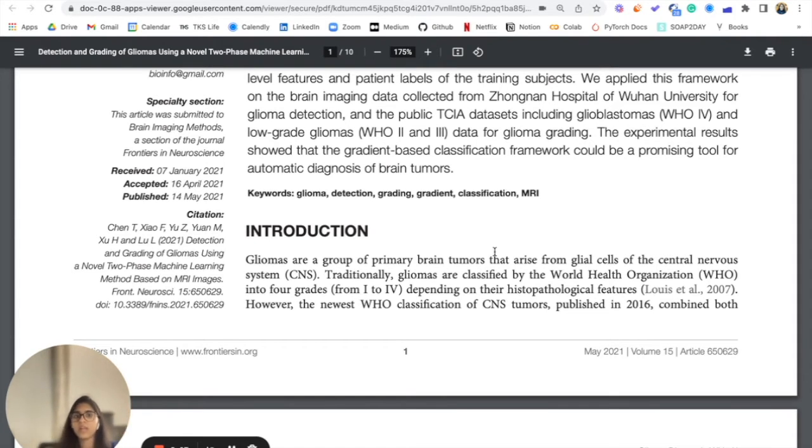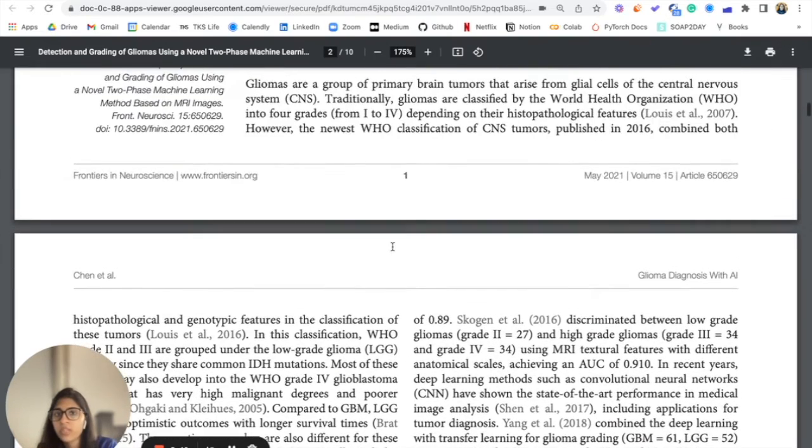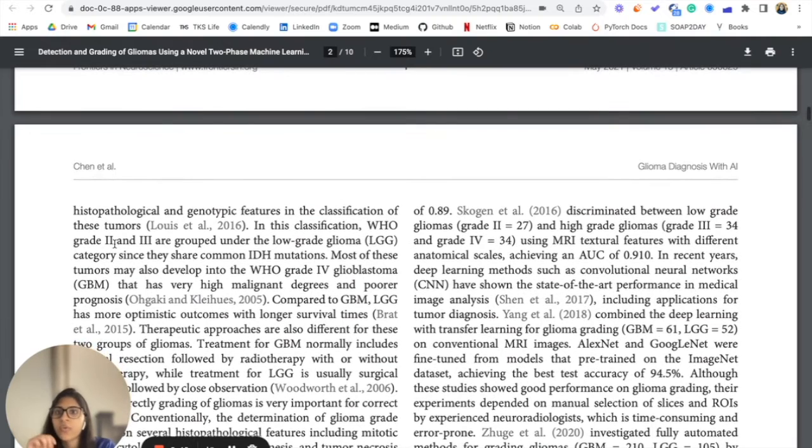Now, these cells, depending on their features, can have different grades. So if you have a glioma, they can be from grade 1 to 4. So 1, 2, 3, 4. According to the World Health Organization, I believe, grade 2 and grade 3 are grouped under the lower grade glioma, because they share some sort of mutations, some sort of similarities, so they're grouped together in the sense that they're not that severe.